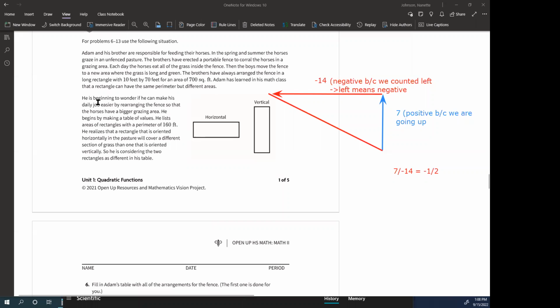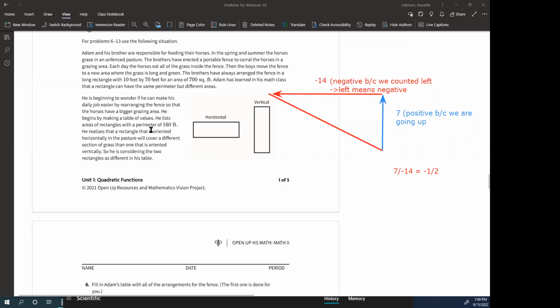Adam has learned in his math class that a rectangle can have the same perimeter but different areas. That's what you all learned. He is beginning to wonder if he can make his job easier by rearranging the fence so that the horses have a bigger grazing area. Bigger grazing area, right? You guys have already learned the biggest grazing area is if they can make a circle, but he's not going to go with the circle. He's keeping it as a rectangle.